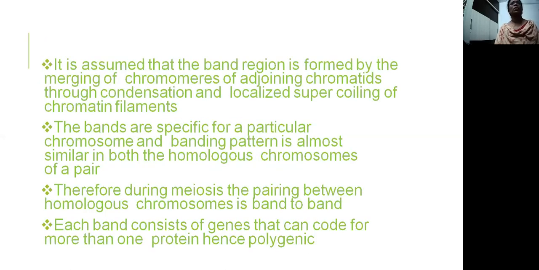It is assumed that the band region is formed by the merging of chromomeres of adjoining chromatids through condensation and localized supercoiling of chromatin filaments. The bands are specific for a particular chromosome, and the banding pattern is almost similar in both the homologous chromosomes of a pair. Therefore, during meiosis, the pairing between homologous chromosomes is band to band, the similar bands. Each band consists of genes that can code for more than one protein, hence it is polygenic.